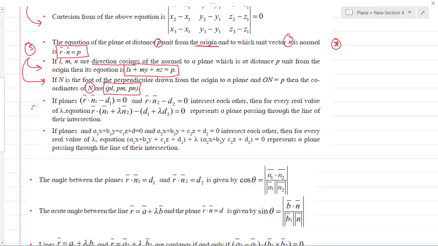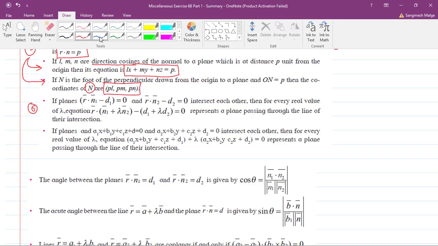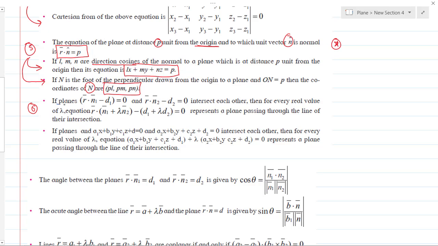Now next, what is the sixth one? ये भी important है भाई. Most of the questions have appeared from this section again. Okay, so what is that equation? If you have two planes, this is plane number 1, plane number 2, and they are intersecting each other, then the plane passing through the intersection of these two planes is given by r bar dot n1 bar minus d1 plus lambda (r bar dot n2 bar minus d2) is equals to 0.